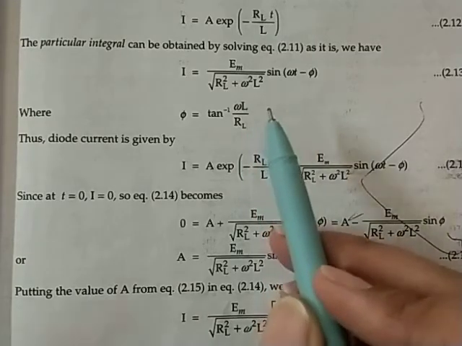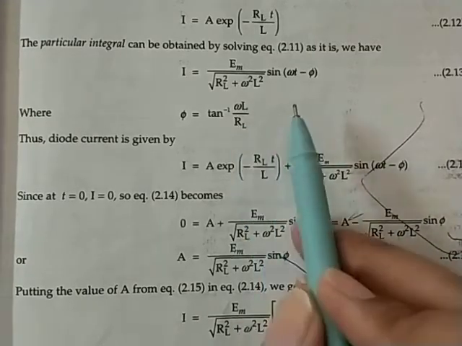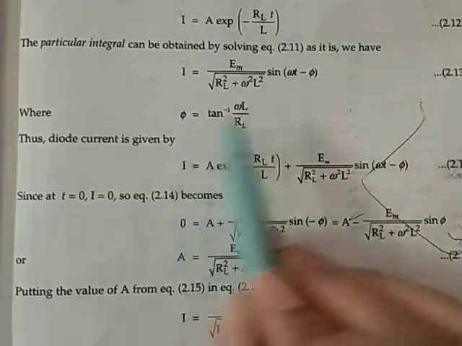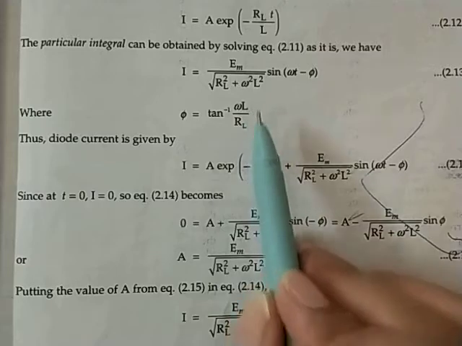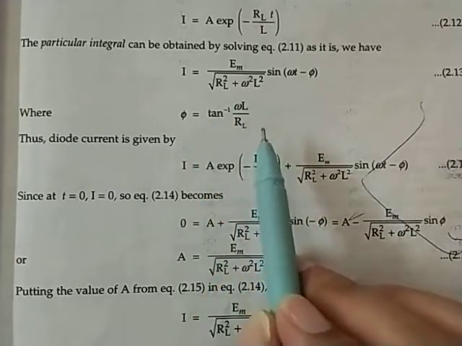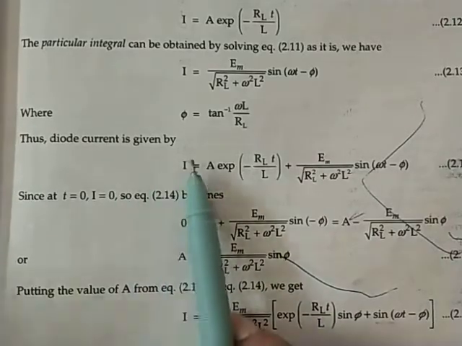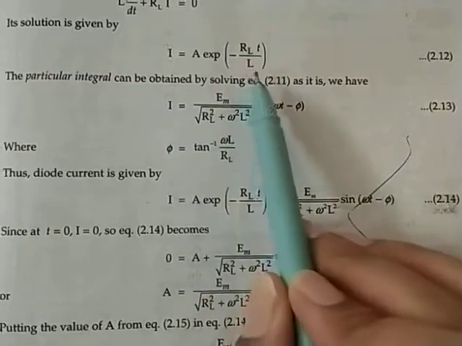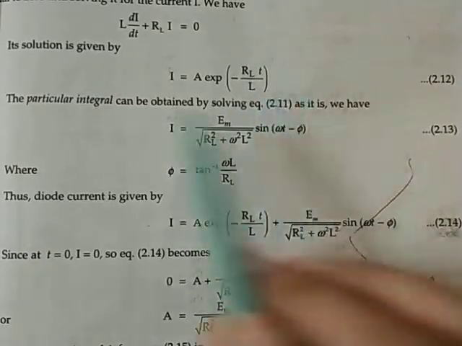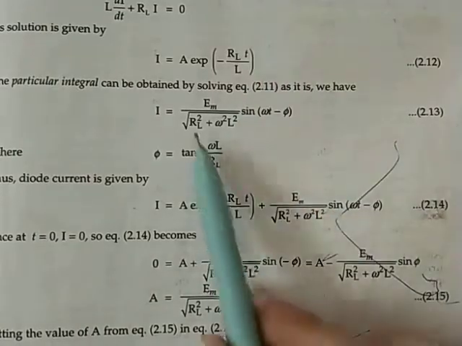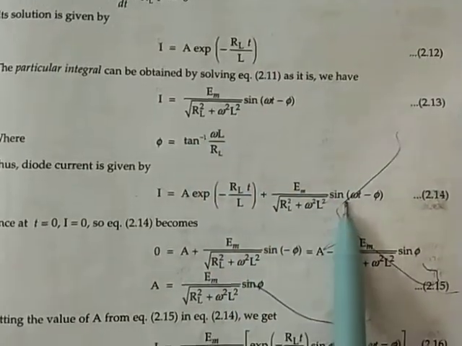We have done this in the earlier classes also, the impedance triangle concept, for the LR circuit basically. So this is what is obtained there also. The diode current would basically be given by the solution: the complementary function plus the particular integral. So this is the complementary function, and this is the particular integral that we have.